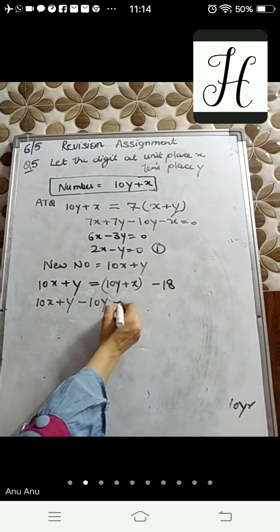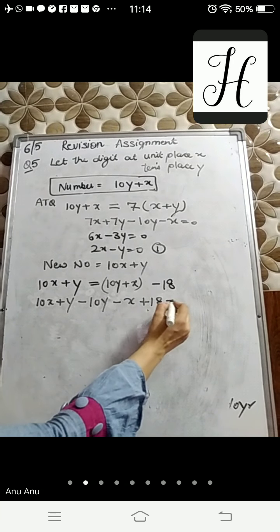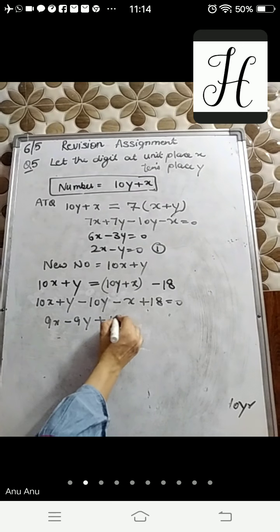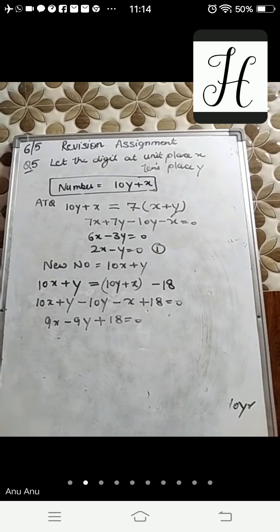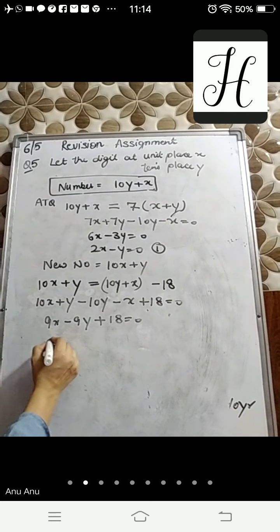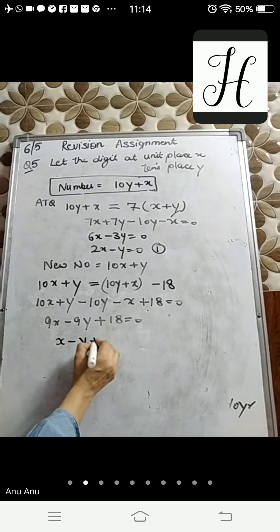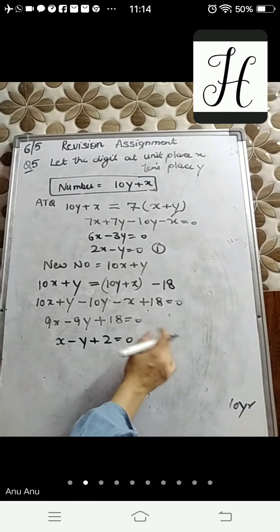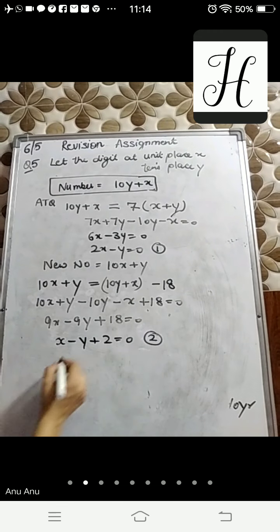साइन की प्रॉब्लम नहीं आएगी अगर आप पहले ही ये डिसाइड कर लोगे तो. सो दिस इज 9x minus 9y plus 18 equal to 0. So take 9 common. This will give you x minus y plus 2 equal to 0. 9 will become 0 by 9, that is 0. So this is your equation number 2.